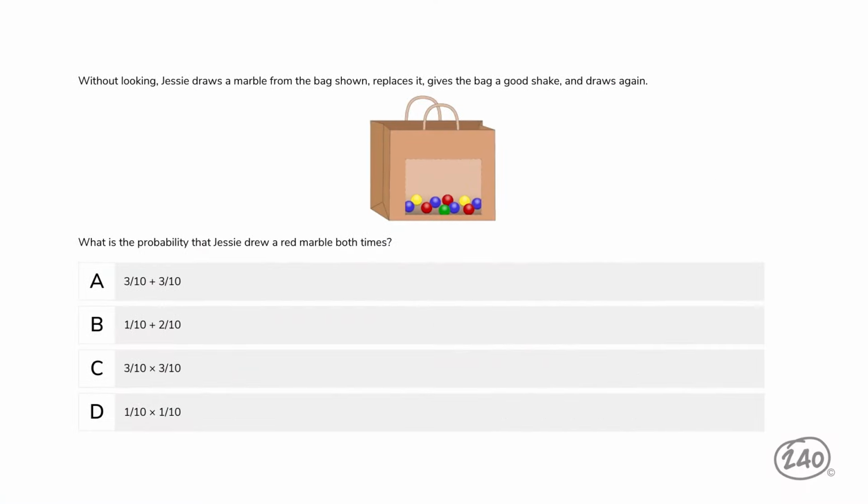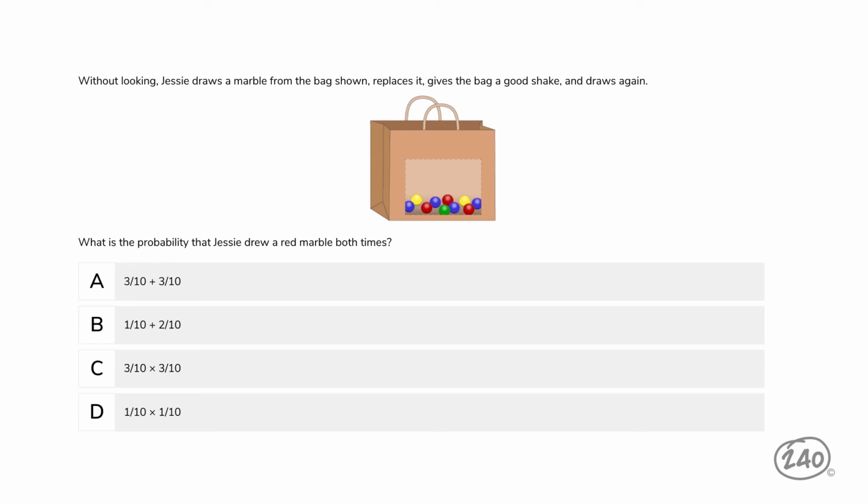Now it's time for the last competency, probability and statistics. Without looking, Jesse draws a marble from the bag shown. He replaces the marble, gives the bag a good shake, and draws another marble again. What is the probability that Jesse drew a red marble both times?